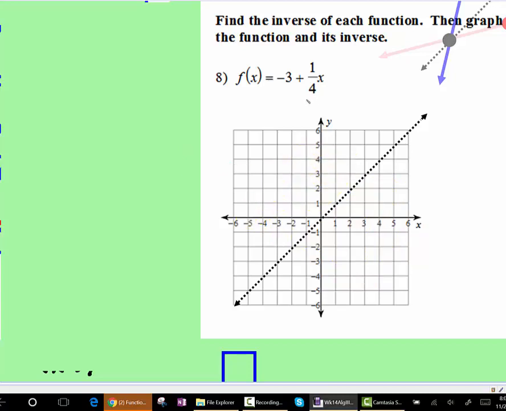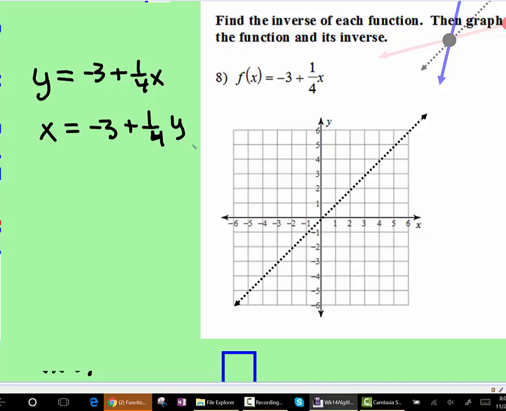So here we have this function, f of x is equal to negative 3 plus 1/4 x. If we find the inverse, I'm going to write that. I'm going to swap out the x's and the y's. Whoops. And now I'm going to get the y by itself. So I'm going to add 3 to both sides. Those zero out.